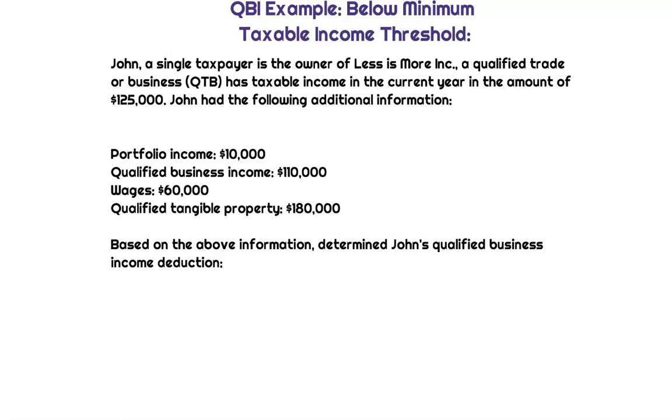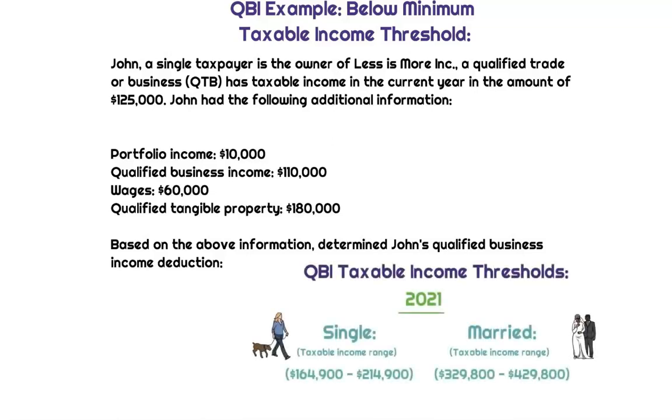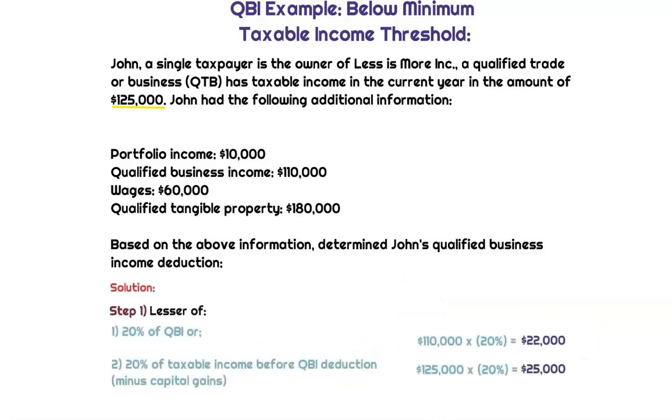Okay, so the first thing we need to identify is the filing status of the taxpayer. All right, we know that they're a single filing taxpayer. Okay, now we need to determine how much their taxable income is, and we see that it's $125,000. So we know that this falls below the minimum range threshold for single filers. So now we can identify that John falls within the "we made too little money" scenario. Okay, so what that means is there's only going to be one additional step for calculating the QBI deduction.